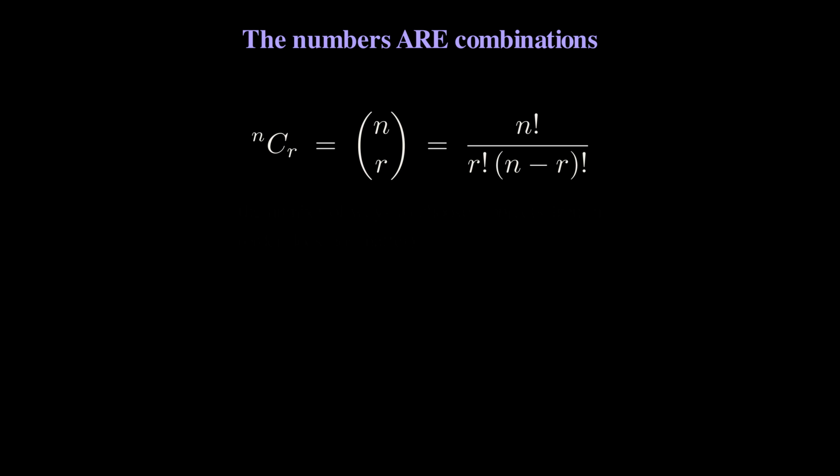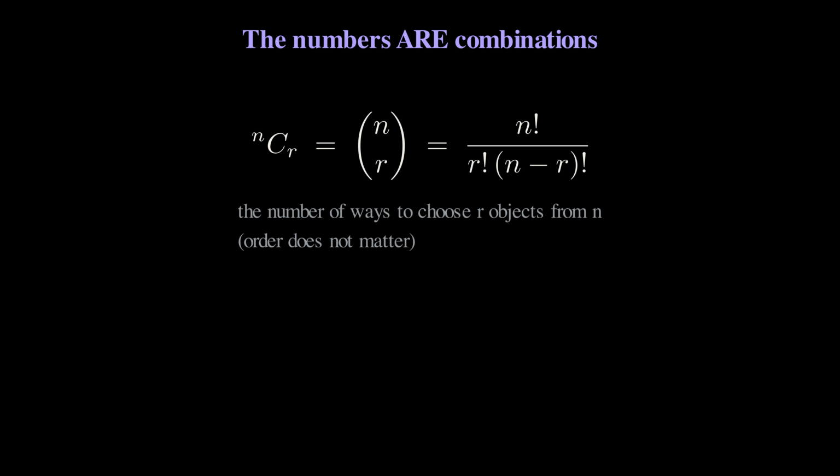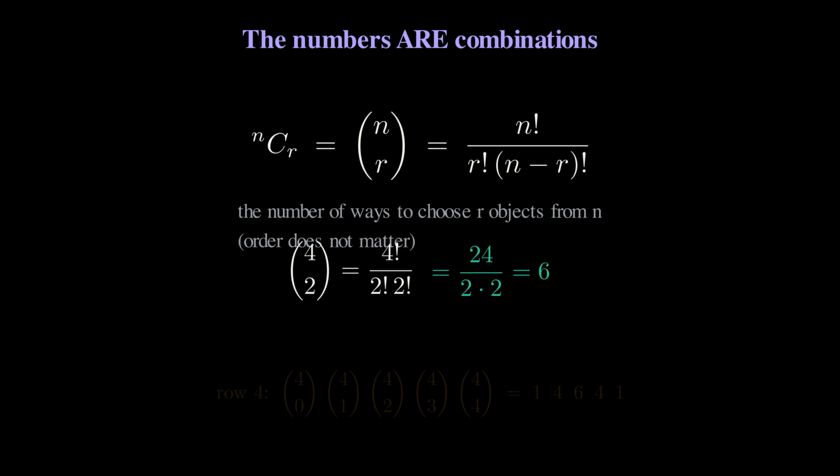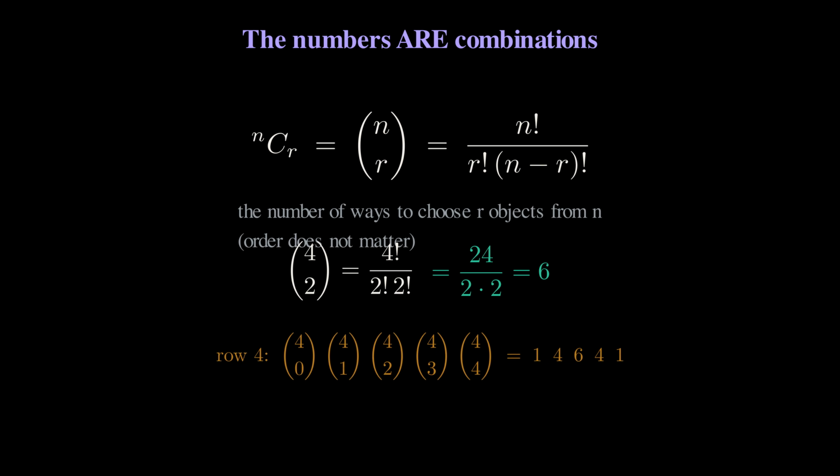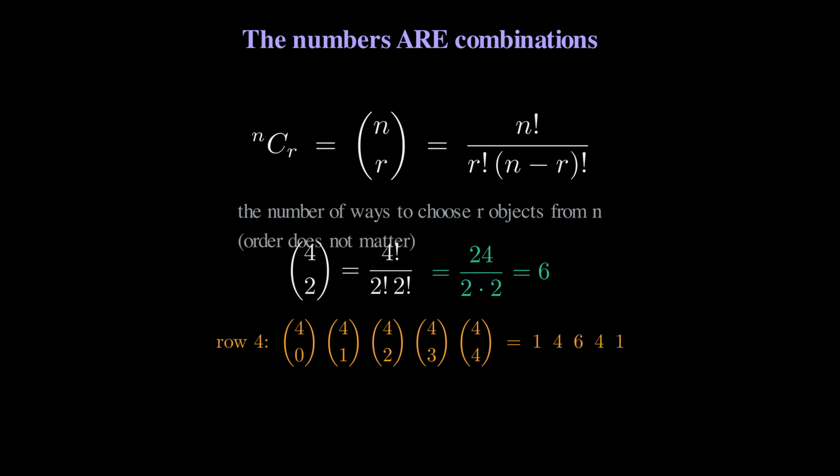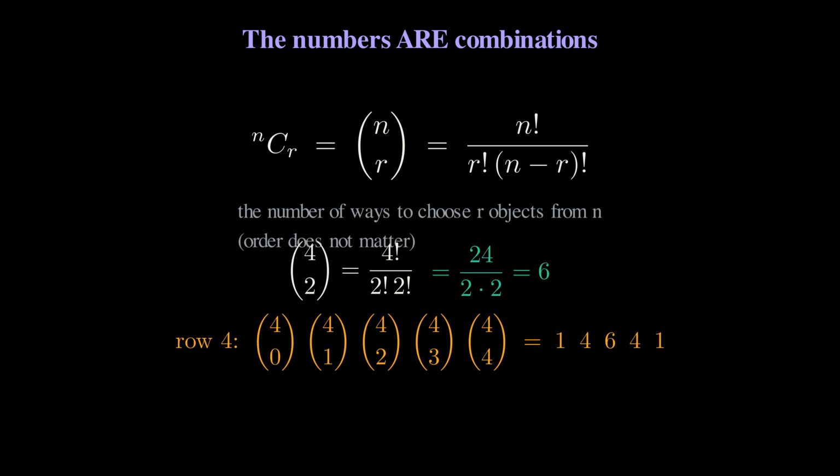The formula is n factorial over r factorial times (n minus r) factorial. It's in your formula booklet, and your calculator has a button for it. Let's check one. 4 choose 2 is 4 factorial over 2 factorial times 2 factorial. 24 over 4, which is 6. And look, that is exactly the middle of row 4. In fact, the whole of row 4 is 4 choose 0 up to 4 choose 4. 1, 4, 6, 4, 1.